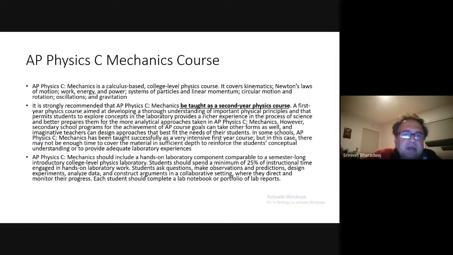Now, AP Physics C mechanics should include a lab component. We do not teach the lab component. It should be taught in your school. Ours is a complement to what you learn in the school.